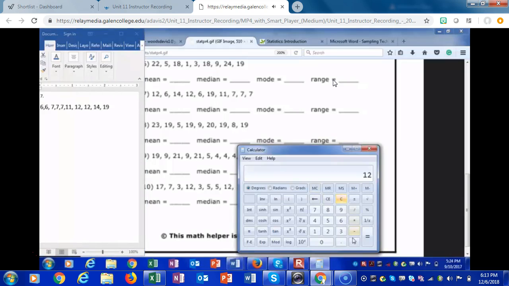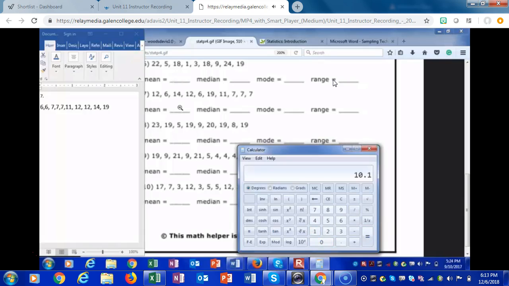6 plus 6 is 12. 7 plus 7 plus 7 is 21. Plus 11. Plus 12 plus 12 is 24. Plus 14. Plus 19. Okay, we got 10 numbers this time. So your mean, divide by 10. In this area is 10.9.